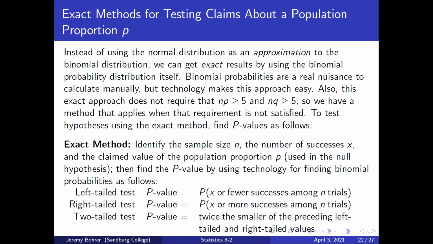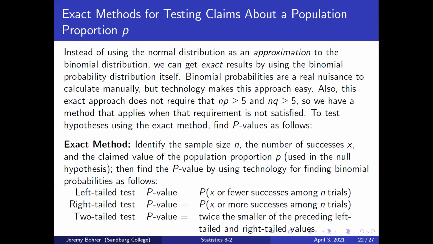Instead of using the normal distribution as an approximation to the binomial distribution, we can get exact results by using the binomial probability distribution itself. Binomial probabilities are a real nuisance to calculate manually, but technology makes this approach easy. Also, this exact approach does not require that np is greater than or equal to 5 and nq is greater than or equal to 5. So we have a method that applies when that requirement is not satisfied.